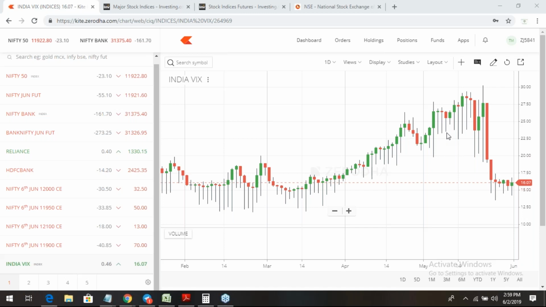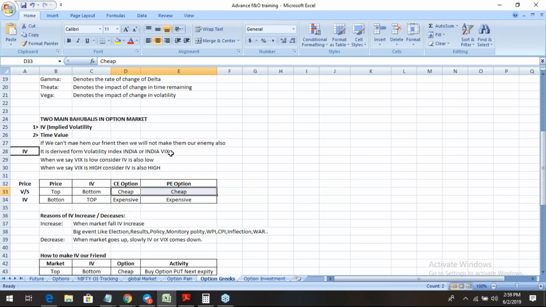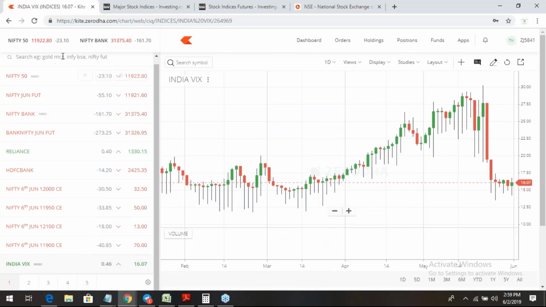Everyone understood now. I thought VIX has a value like options. No. It's India VIX. I have explained it here only. It's India VIX, right? You can directly put India VIX here. You can get it. Currently, India VIX is 16.07. Everyone understood. Now we have got many questions.